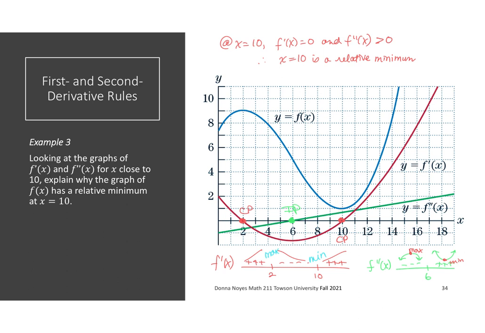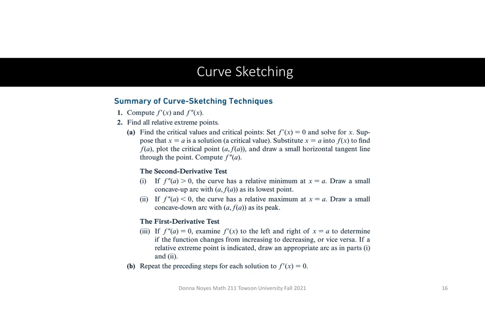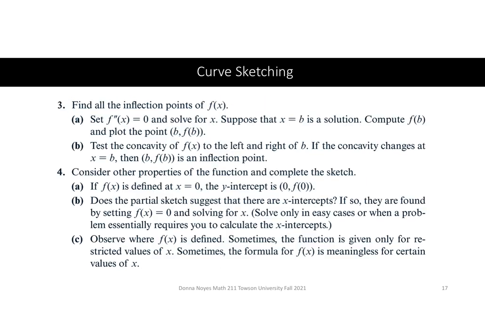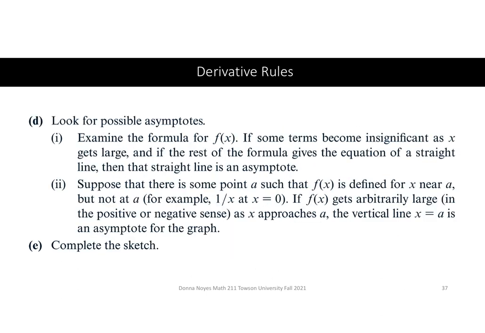On the last few slides, I have just summarized in a very long list how you can approach curve sketching. So we start with finding f prime of x, finding all relative extreme points, doing the first and second derivative tests, and then we do the same with our inflection points. So when we do our inflection points, we test those, and then we consider other properties such as the y-intercept, any other x-intercepts, and figuring out where it's defined. And then look for any possible asymptotes and complete your sketch.